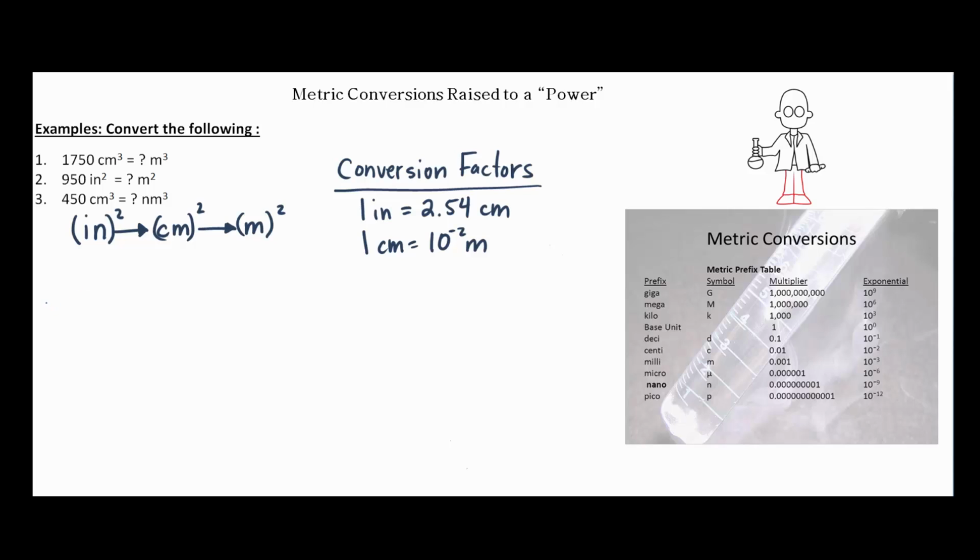So we can set this problem up. We don't have to square these units. We can actually square them in the problem. We have 950 inches squared times 1 inch is 2.54 centimeters. So we can come here and actually do the squaring.